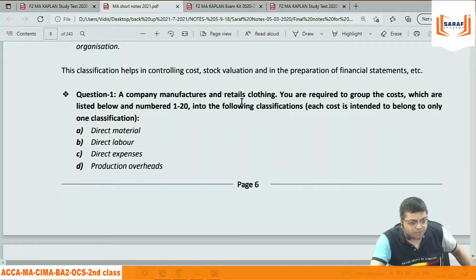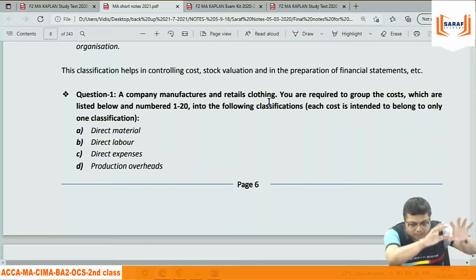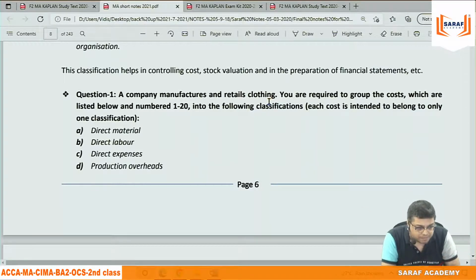A company manufactures and retails clothing. That means the company purchases cloth, then makes shirts, or maybe purchases cotton yarn and then makes clothes. I don't know what they are doing. They are saying a company manufactures and retails clothes. According to me, retailing means shirts, pants, trousers, frocks that you are selling. So you are purchasing cloth bundles and converting them into retail clothes. Maybe you can say Indian Rayon.